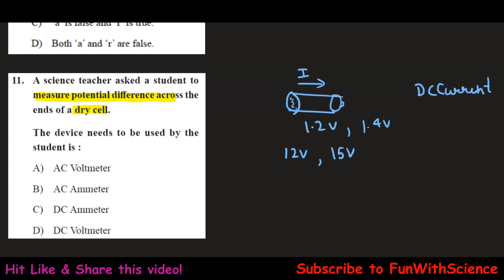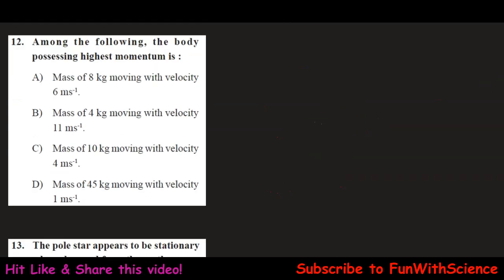Therefore, if I want to measure the potential difference across the ends of this dry cell, then I have to use a DC voltmeter. Why? Because there is a DC current that is flowing inside this dry cell. Therefore, the device that we have to use is a DC voltmeter, which is option D. Let's come to the next question.